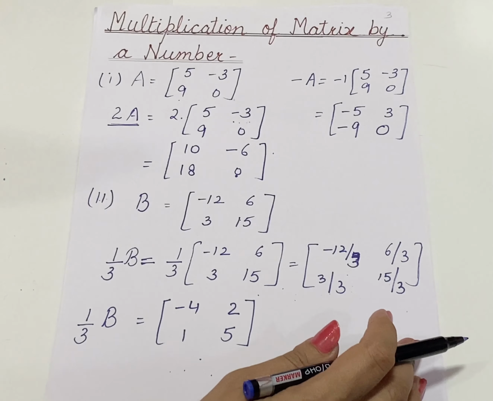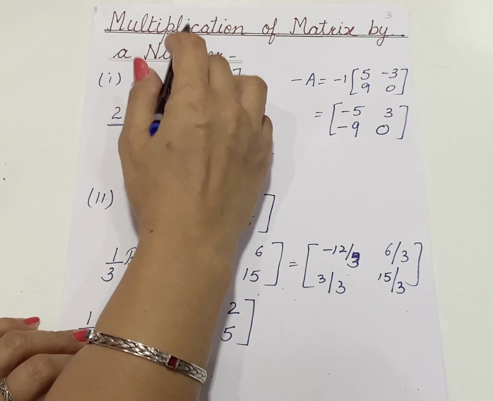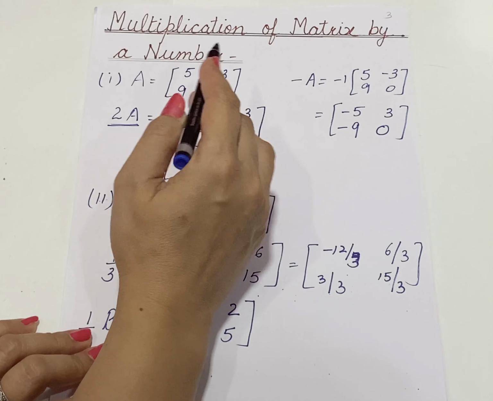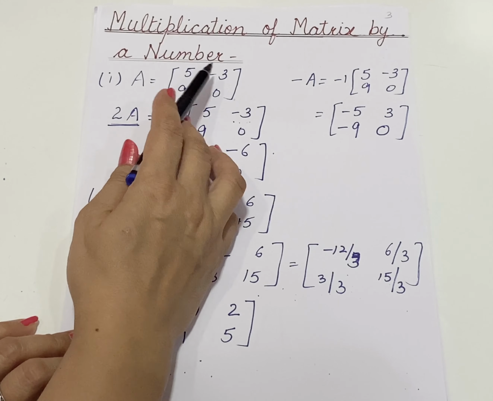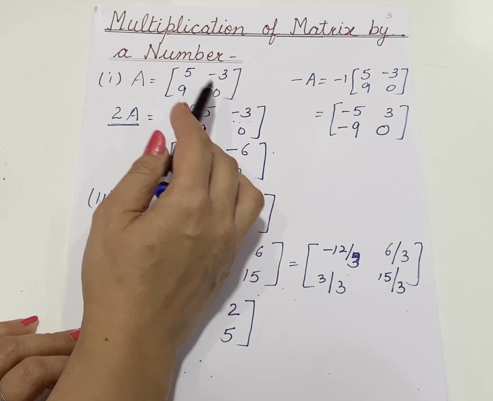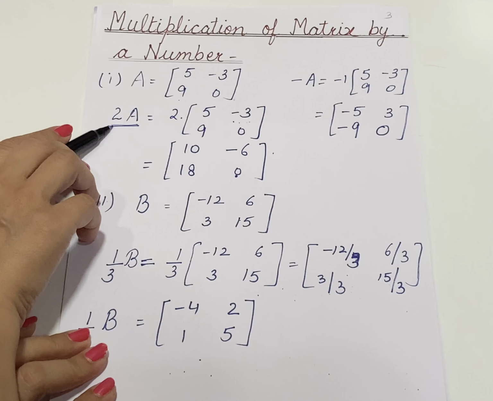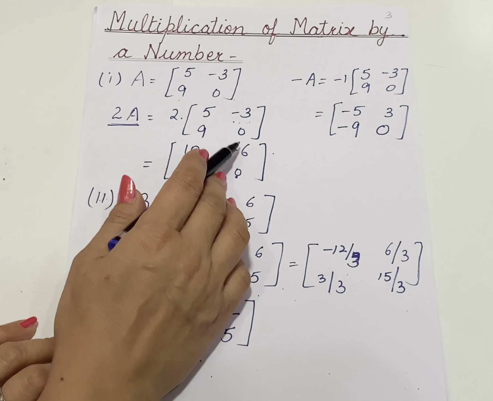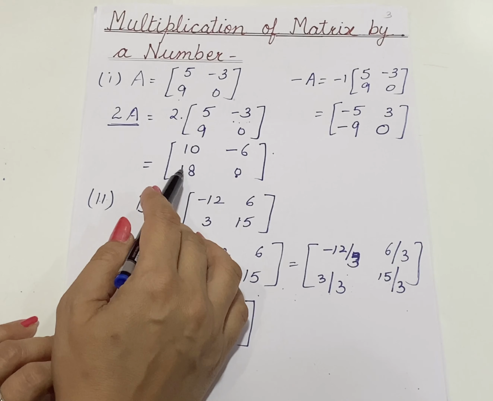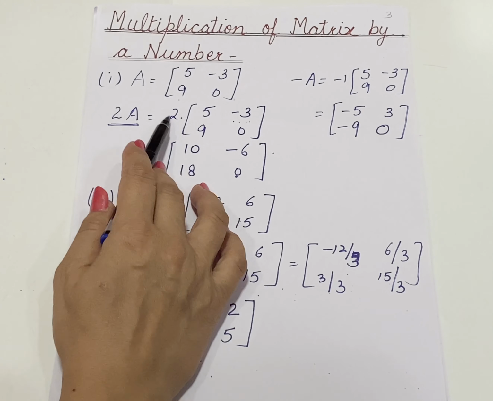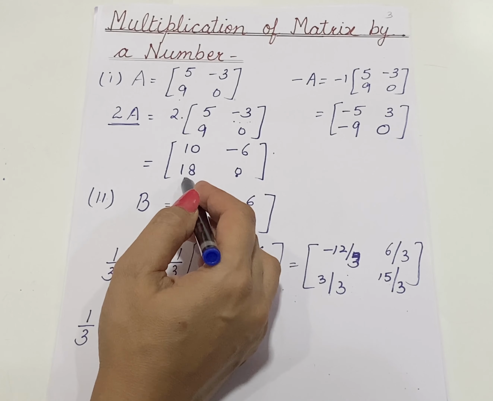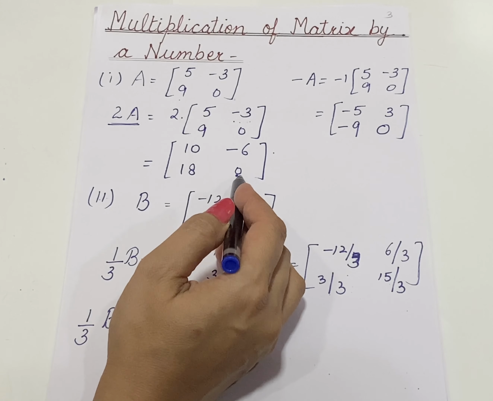Now the third operation on matrices is multiplication of a matrix by a number. It's very simple. Let the matrix A be 5, minus 3, 9, 0. Now if you have to calculate twice of matrix A, in this case it will be written as 2 times matrix A, and each element of the matrix gets multiplied by 2. So it is 2 5s are 10. 2 into minus 3 is minus 6. 2 9s are 18 and this is 0.